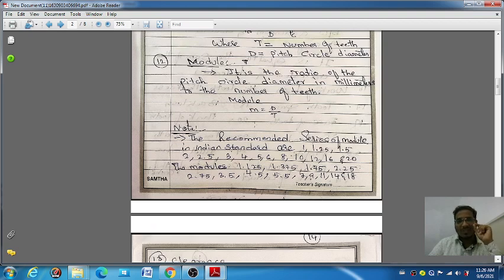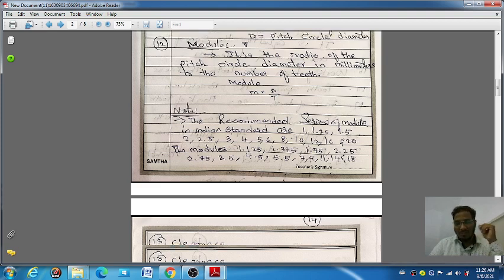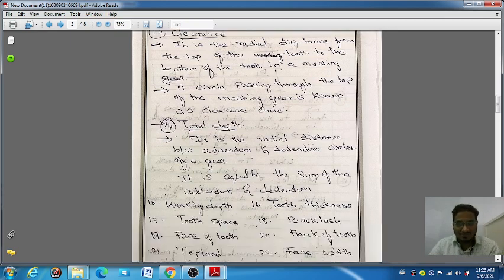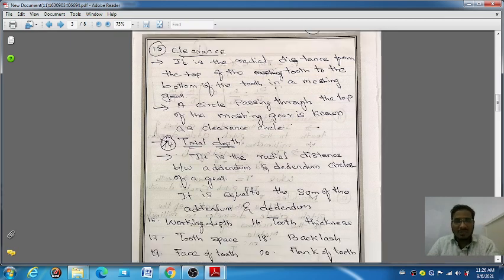The recommended series for the module is there. Here note the Indian standard series: 1, 1.25, 1.5, like this the standard series of the module will be there. Okay. The next is clearance. What is clearance? Clearance means it is the radial distance from the top of the tooth to the bottom of the tooth. That is called clearance.